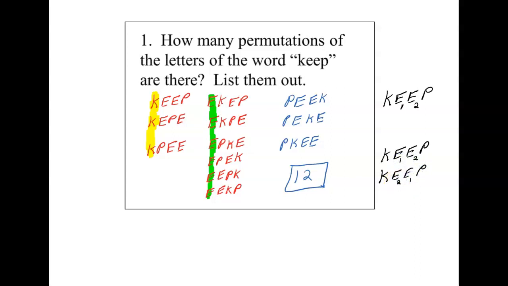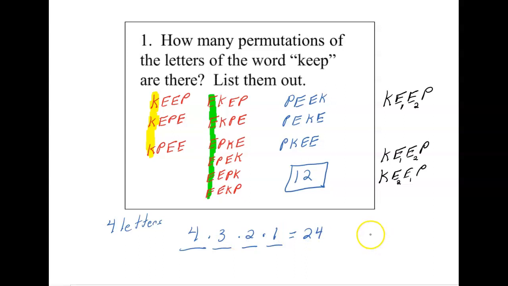So originally, you may have thought, well, there are 4 letters. So if you were to draw 4 dashes, you might say 4 times 3 times 2 times 1, so 24. However, in this particular problem, the answer is 12. Let's take a look at the next problem.